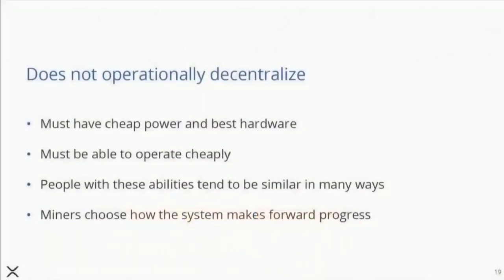And it doesn't really operationally decentralize very well. All of the people who mine look like all of the other people who mine. They're people who have cheap power and good hardware, can operate cheaply. They tend to be similar looking. Miners choose how the system makes forward progress. The only reason they have to provide operational decentralization is because if the system sucks, people won't use it. But that's true of eBay. I wouldn't say eBay is operationally decentralized, but if eBay doesn't provide me a good service, nobody will use it and they'll go out of business. If that's the only incentive, boy, what did we build a public blockchain for?